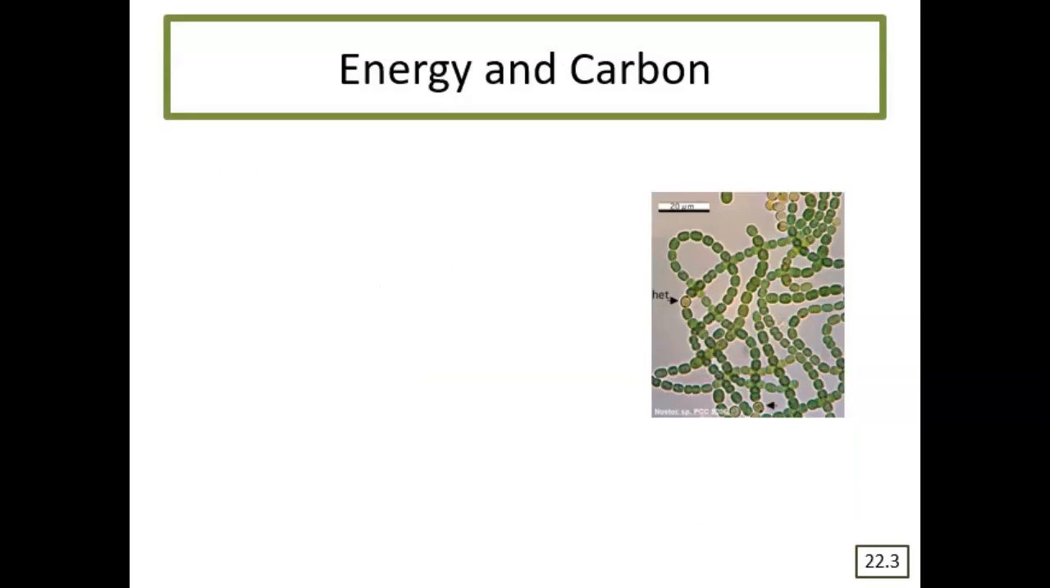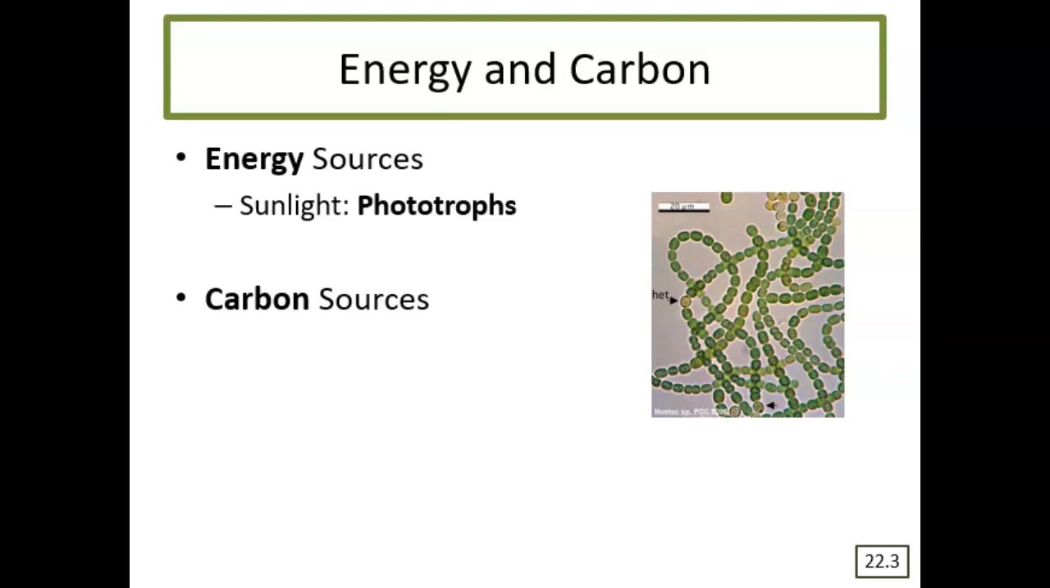Prokaryotes are also really important when it comes to carbon and energy. So we'll talk about where organisms in general get this, and then we'll think about how prokaryotes do it. Some organisms are able to get energy from sunlight. We're going to call those phototrophs. And then some organisms get their energy from chemicals, the chemotrophs. We as humans, since we can't capture sunlight energy, are chemotrophs.